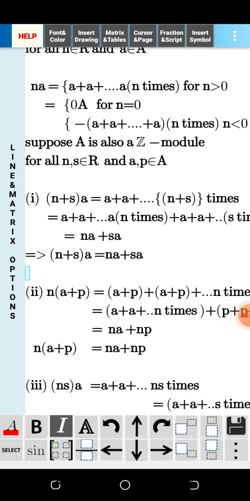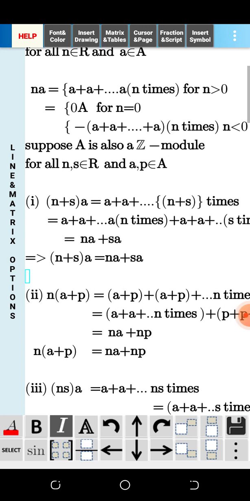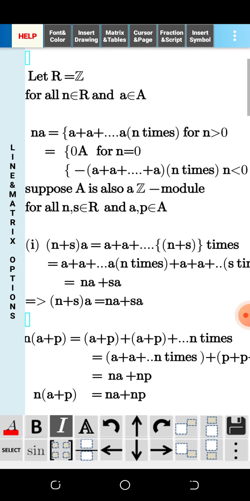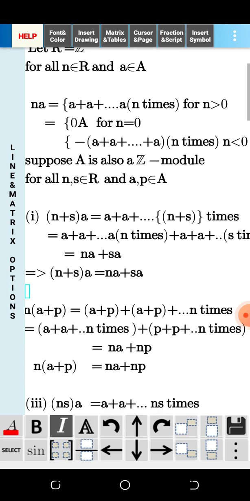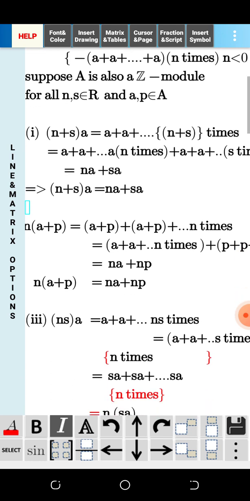Then the second answer is n(a plus p). So we go the same way. Now a plus p is representing our scalar. Of course, a plus p is in A, and n, x is in R. So we have it that n(a plus p) keeps on going up to n times, and we separate it again. We separate the a's and we separate the p's up to n times, and we have that to be na plus np. That's answer number 2 satisfied.